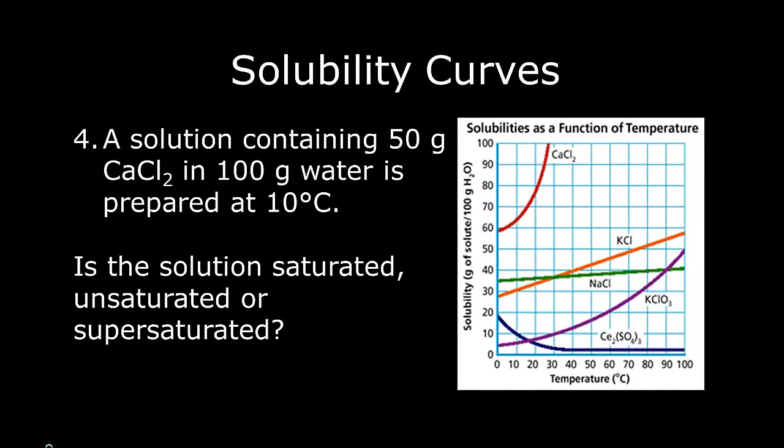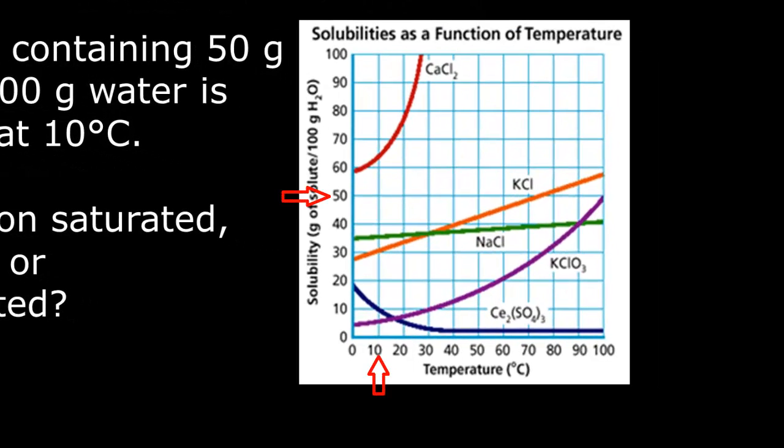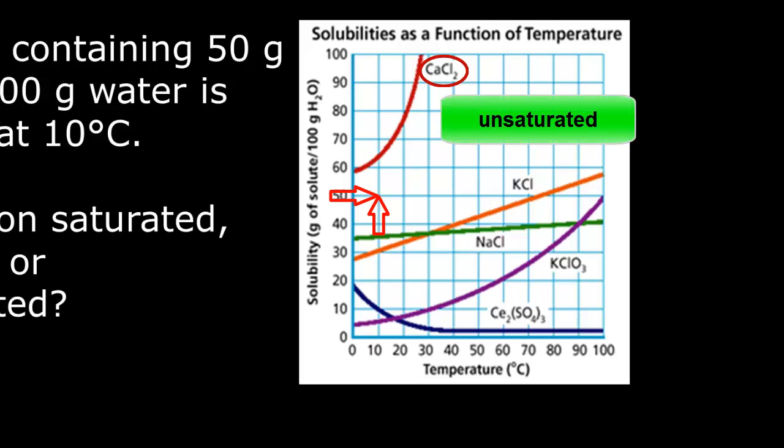Number 4. A solution contains 50 grams of calcium chloride in 100 grams of water. So let's plot this point. And it's prepared at 10 degrees C. So at 10 degrees and 50 grams, you will see that it is below the line of the calcium chloride, which means if it's below the line, it is unsaturated.